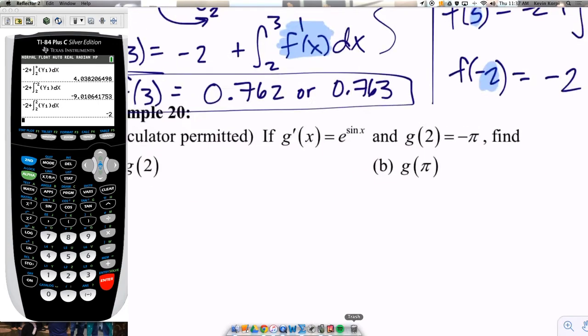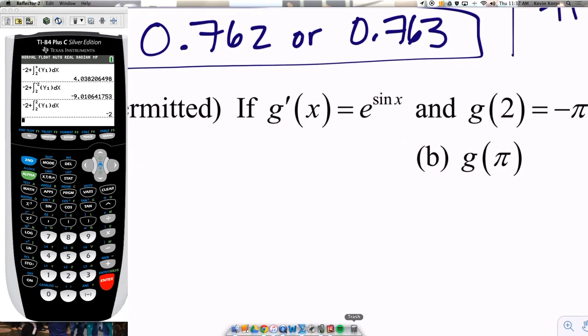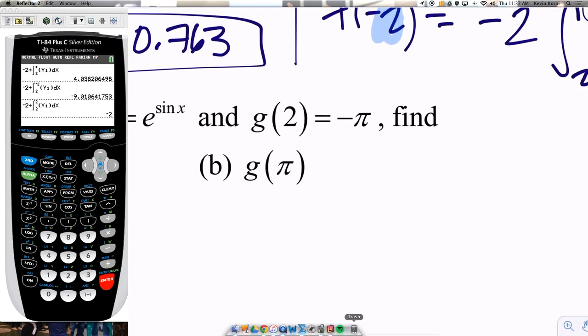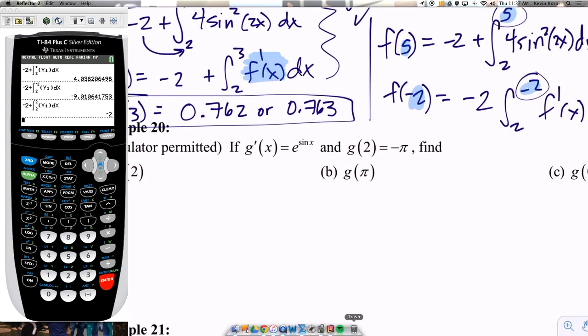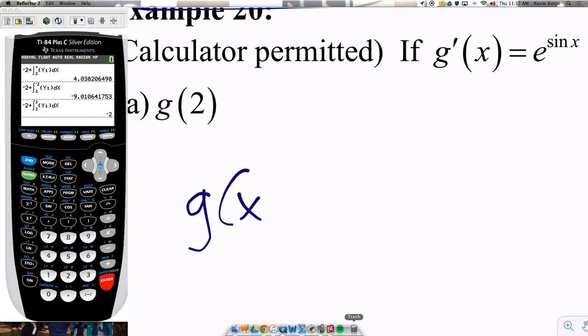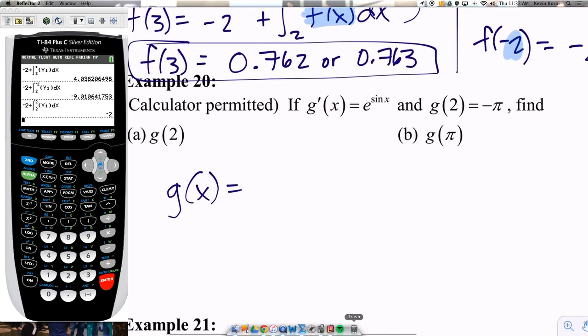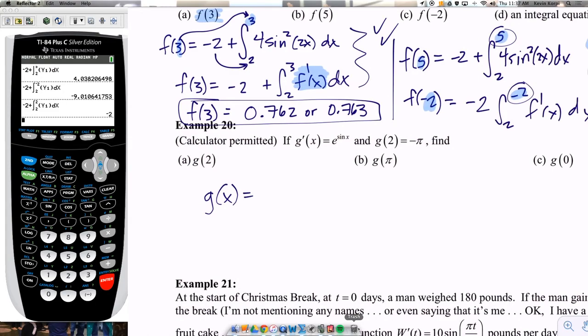All right, let's try this one. If g prime equals e to the sine of x and g of 2 equals negative pi, find all these. But here's what I want to do. I want you to do this first. We're going to go backwards now. I want you to find an equation for g of x first, and then it comes down to evaluating those. Rather than do it specifically with numbers and then come up with the general function, let's find the general function first, and then evaluate it. And that way, if we don't get to evaluate all of them on the calculator, you still have the template, and it's kind of a foregone conclusion.